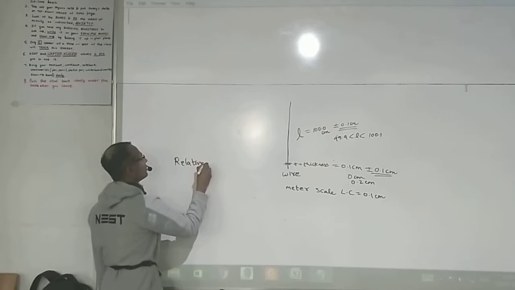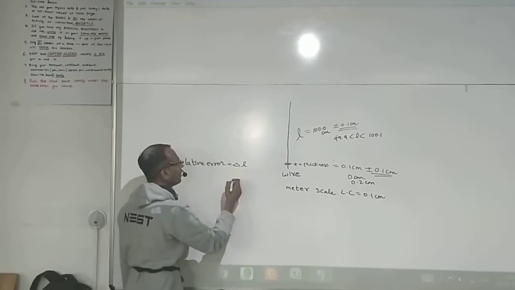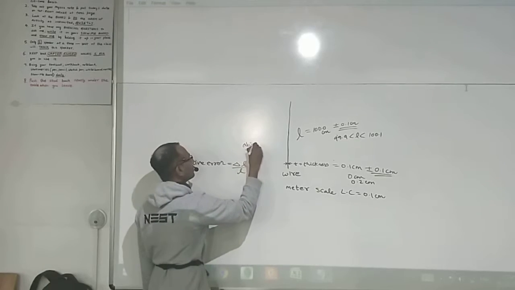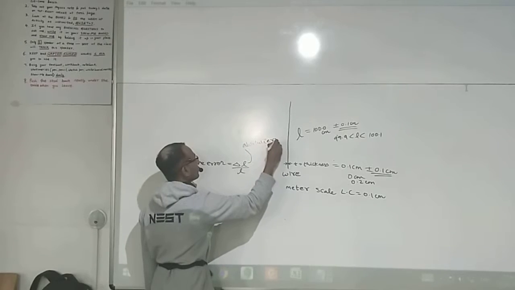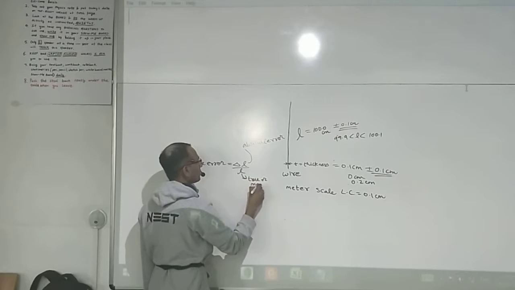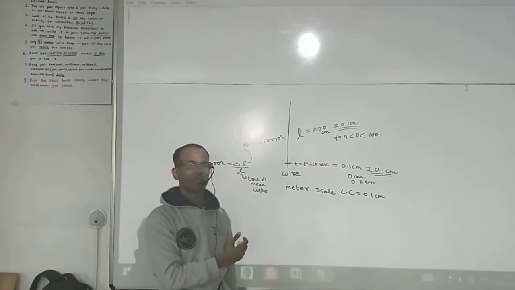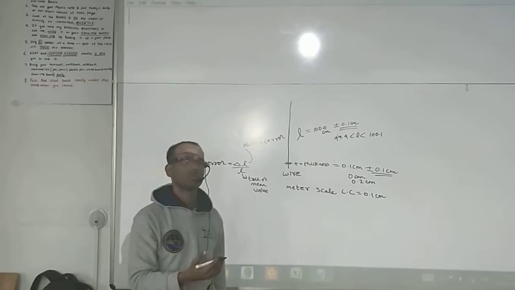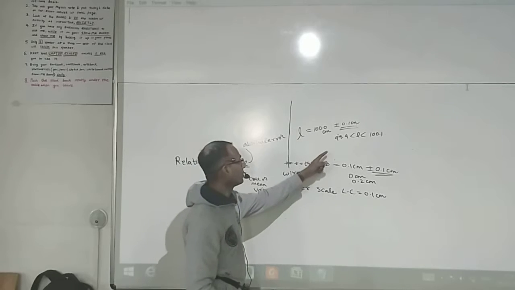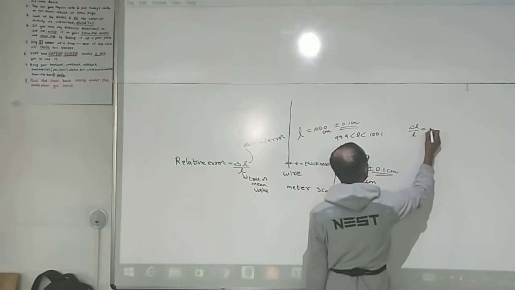So relative error is defined as, in this case, delta L by L, where delta L is the absolute error and L is the true value or mean value. If you know the actual value, that you should write. So how do we know the actual value when we make a measurement? The mean value refers to the actual or true value. So in this example, what is the relative error?